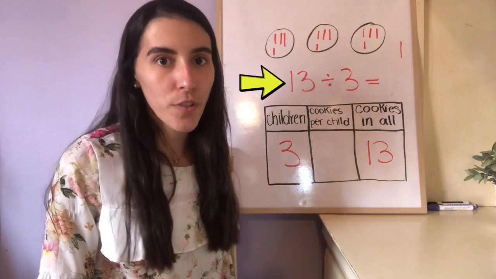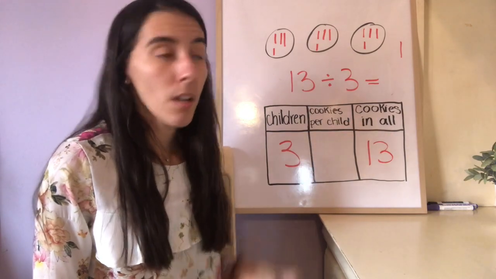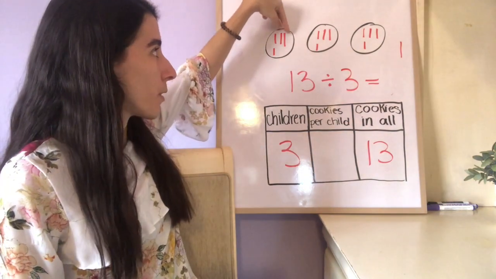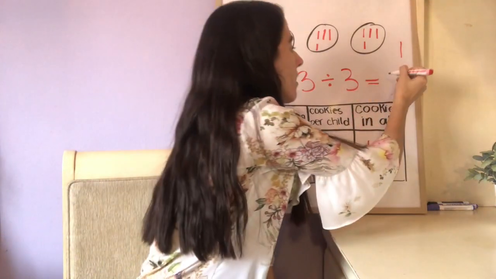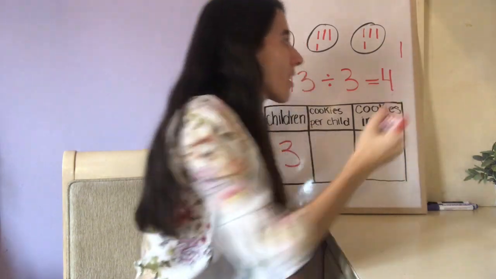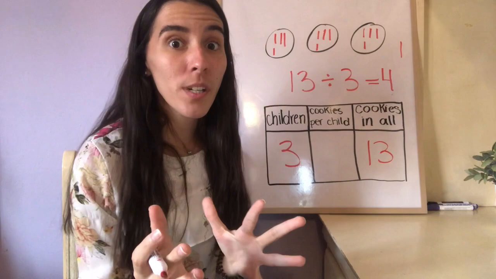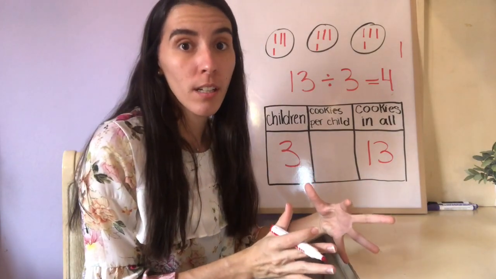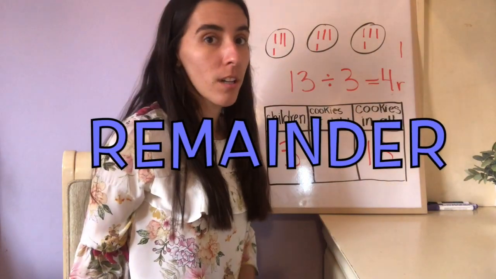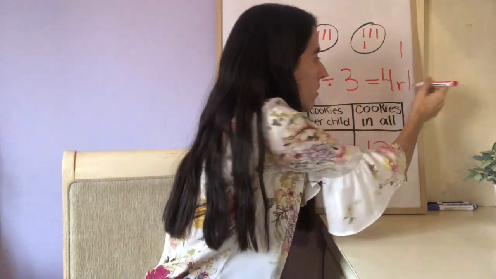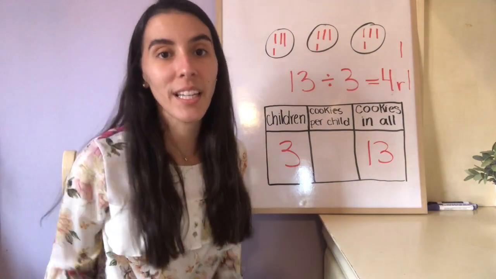Now answering my division number model, 13 divided by 3 would equal 1, 2, 3, 4. Each child got 4 cookies. But we cannot forget that last cookie that remained. So since it was our remaining cookie, I am going to write an R here for remainder, and I will write a 1 right here because we only had 1 remaining cookie that we couldn't split evenly.